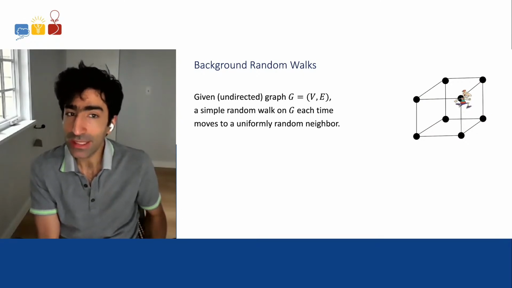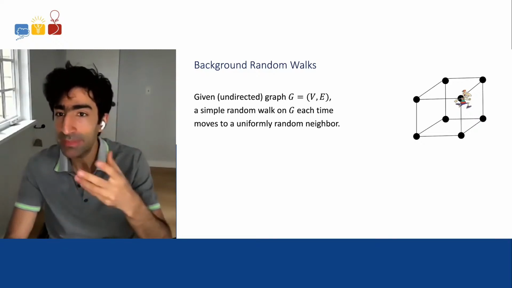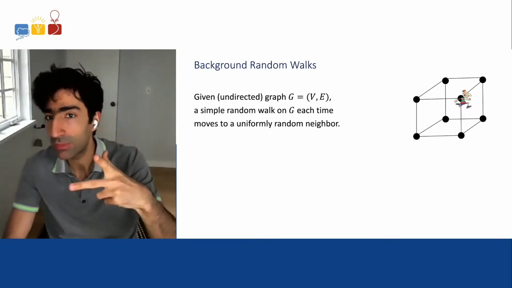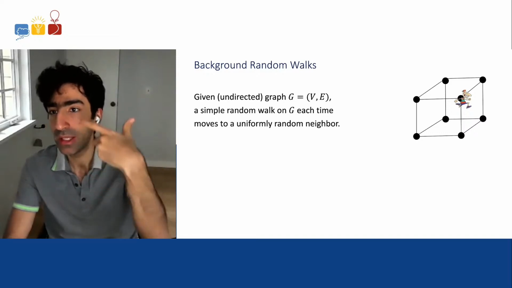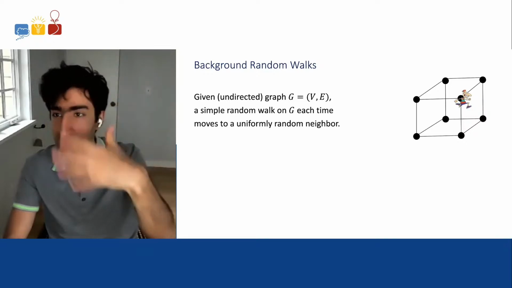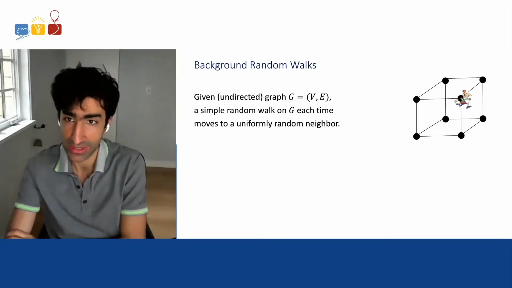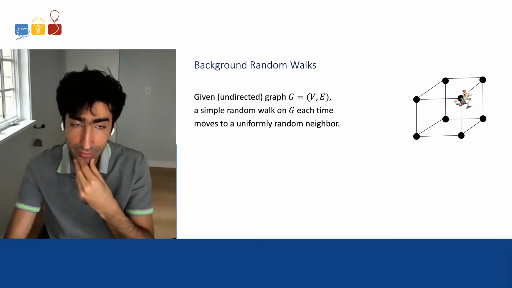If the graph is weighted, the walker will do the same thing, except that each time instead of going to a uniformly random neighbor, you go along an edge proportional to its weight, meaning the ratio of the weight of that edge to the summation of the weights of all of the edges neighboring that vertex.